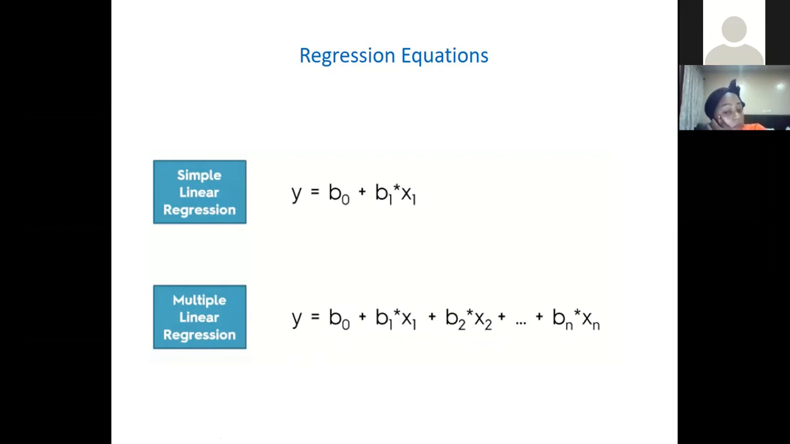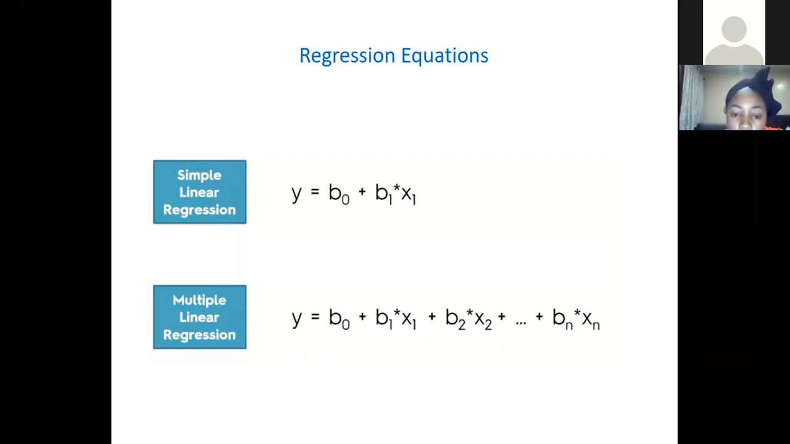If there are 10, that will be B10, S10. So each of them has its own regression coefficient that contributes to y. Because each of them changes by 1 unit, how much will y change for each of the x? Now, this is the regression equation.